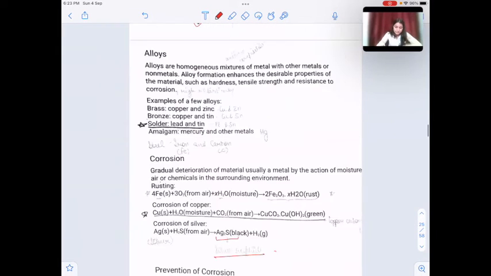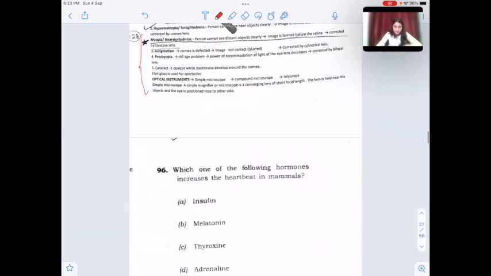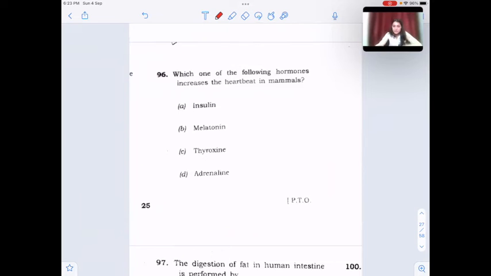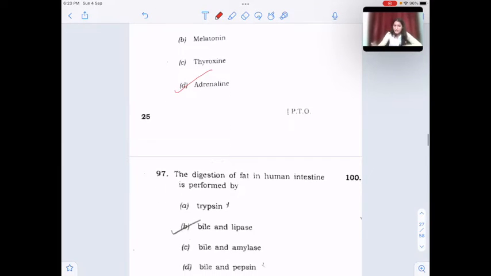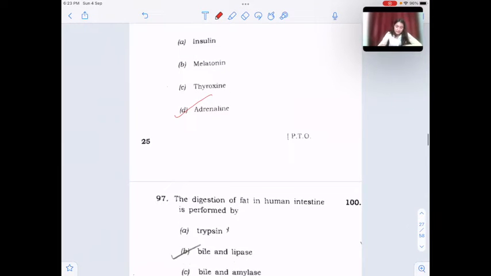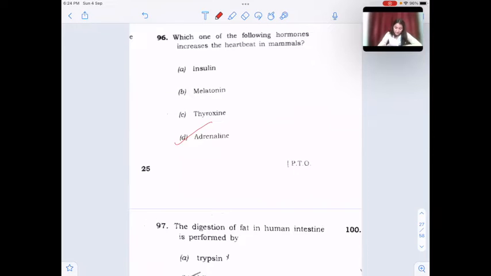Option D. Okay. Next, which one of the following hormones increases the heartbeat in mammals? So you know that adrenaline is the fear, fight, and flight hormone. So option D, it increases heart rate. Epinephrine also does, but here it's not given in the options.